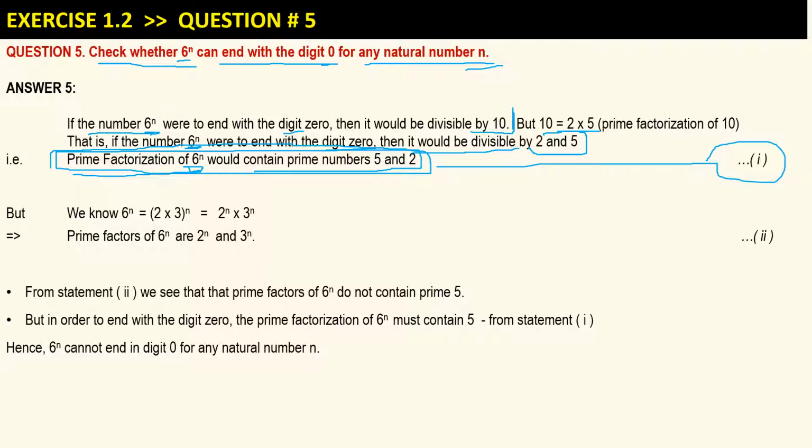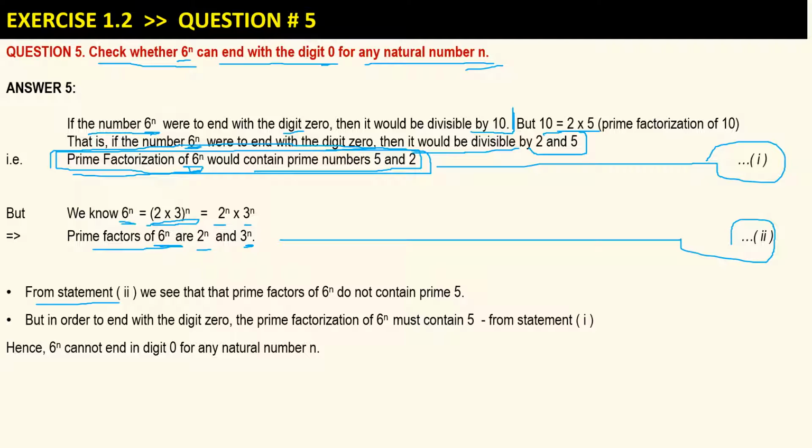Let's see also that 6 raised to power n is equal to 2 multiplied by 3 whole raised to power n, which is equal to 2 raised to power n multiplied by 3 raised to power n, which gives us that the prime factors of 6 raised to power n are 2 raised to power n and 3 raised to power n. And let's call this as our statement number 2.